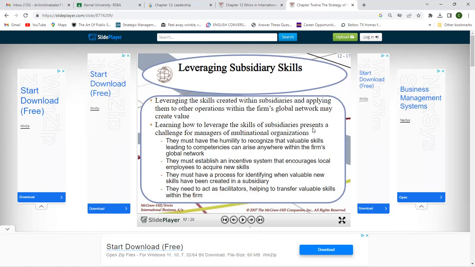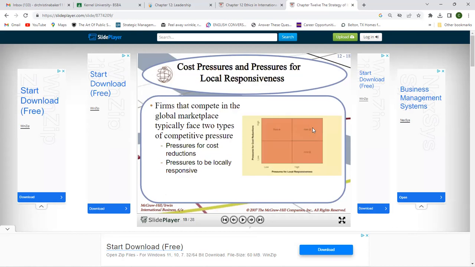They must have the humility to recognize that valuable skills leading to competitiveness can arise anywhere within the firm's global network. They must establish an incentive system that encourages local employees to acquire new skills. They must have a process for identifying when valuable new skills have been created in a subsidiary. They need to act as facilitators, helping transfer valuable skills within the firm.